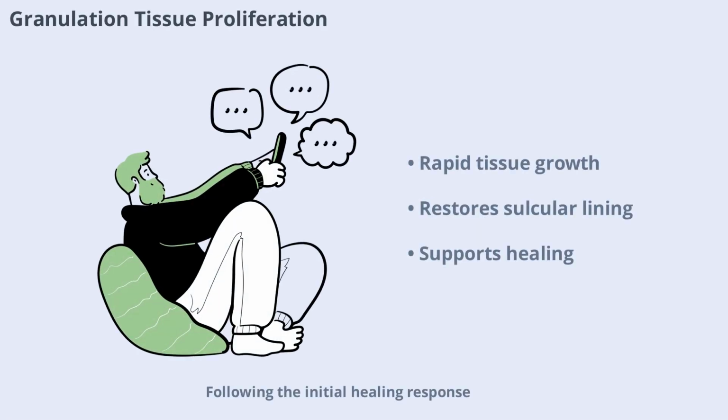Following the initial healing response, there is rapid proliferation of granulation tissue at the curettage site. This new tissue helps fill the wound and supports the restoration of the sulcular lining. Granulation tissue is rich in new blood vessels and cells that are essential for proper healing and tissue regeneration.